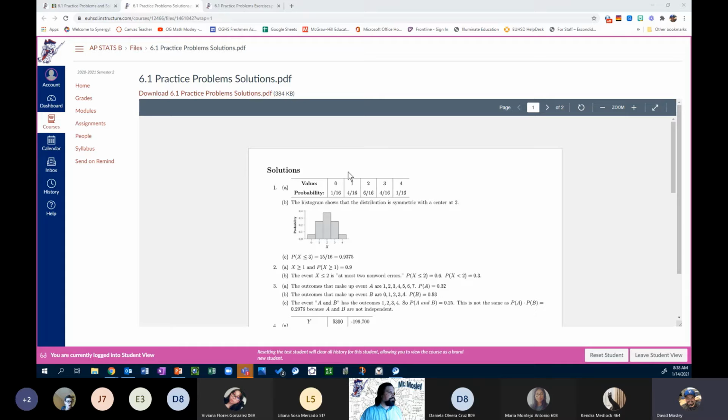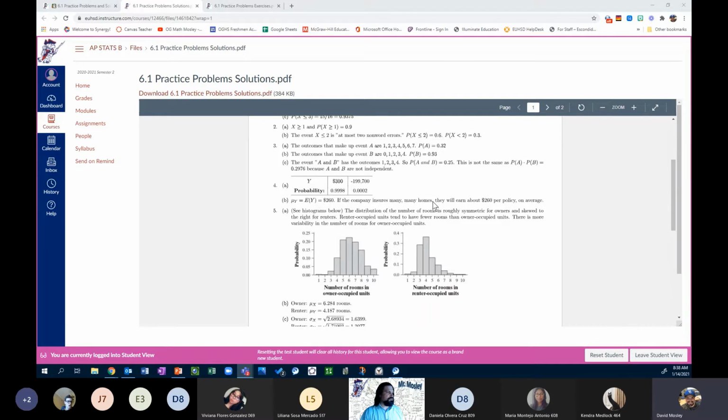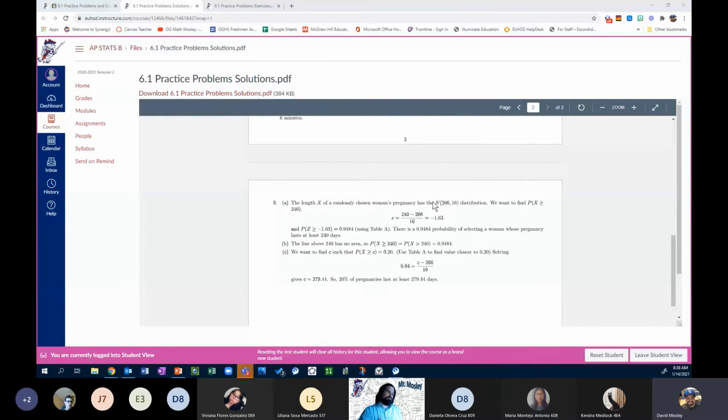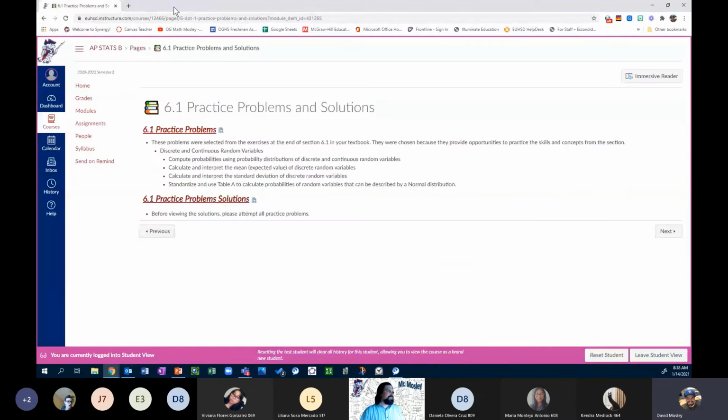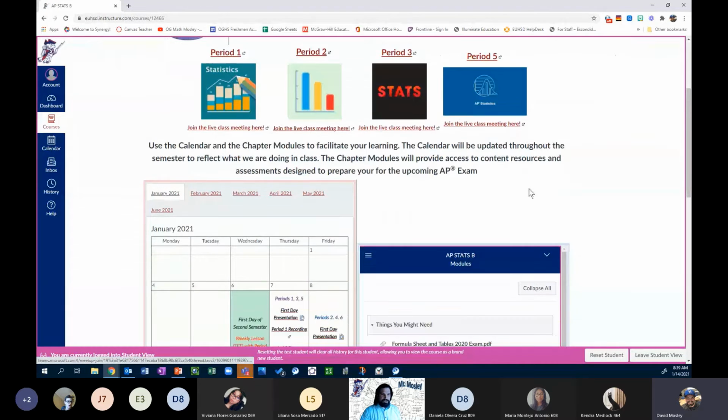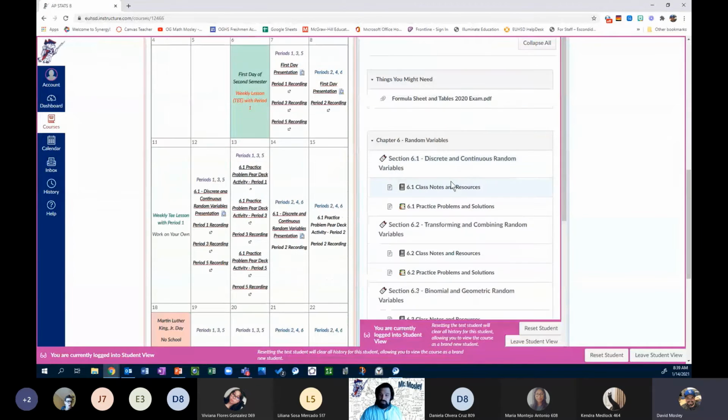So our practice problems and solutions are here. Once you've attempted the problems, you can check to see if you've done them properly, because that's always nice to know. Did we do the right stuff? That's helpful. So each section has problems and solutions. That is the general idea of how the modules will be set up.